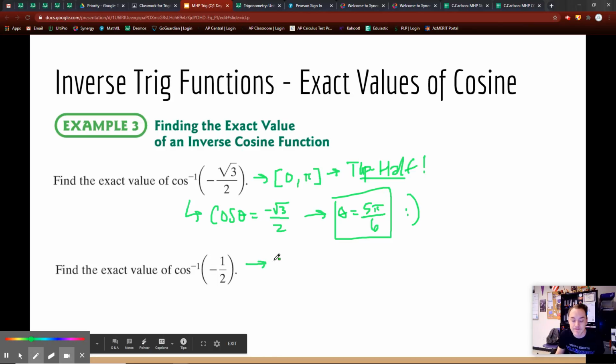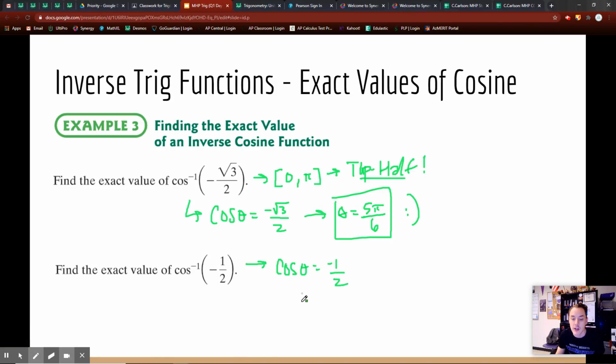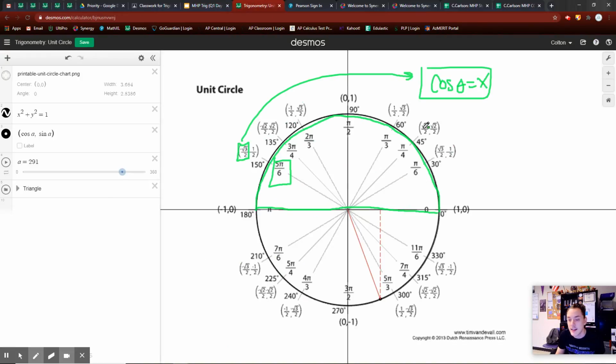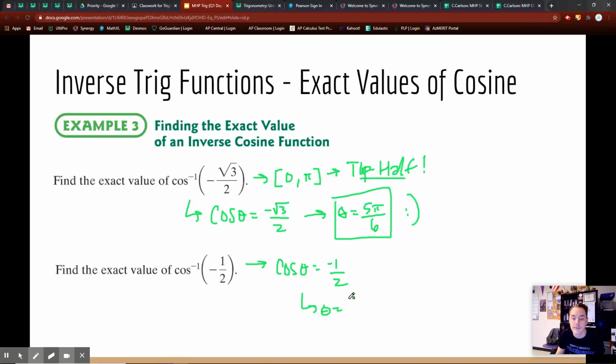What is this? This is cosine of theta equals negative 1/2. So what does theta equal? Let's find out. That's not negative 1/2. That's not negative 1/2. Oh, this is negative 1/2. Is that what you mean where cosine equals x? Yes. What's my angle? 2 pi all over 3. So 2 pi all over 3.